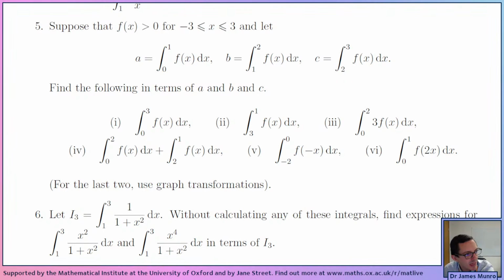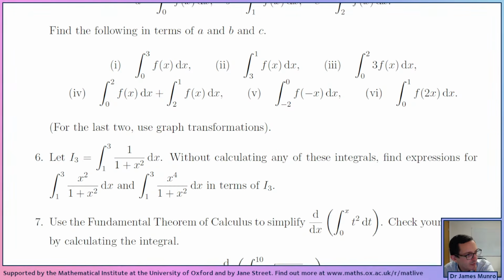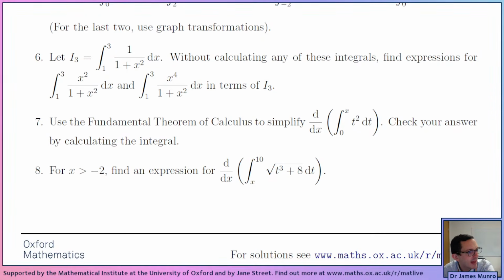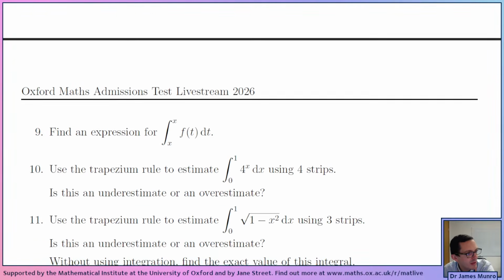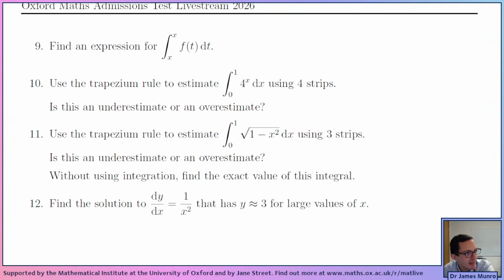Let me scroll a little bit. 5 is new for this year. I thought I'd write this question about contiguous ranges, which is a phrase that's in the specification, and something funny about graph transformations. And then fundamental theorem of calculus, which you can do stuff with. A slightly silly question 9 about integration where the limits are the same. Trapezium rule. Just come up with 2 questions. 1 where it's an overestimate, 1 where it's an underestimate. Surprise. And then 12 differential equations are on the specification.